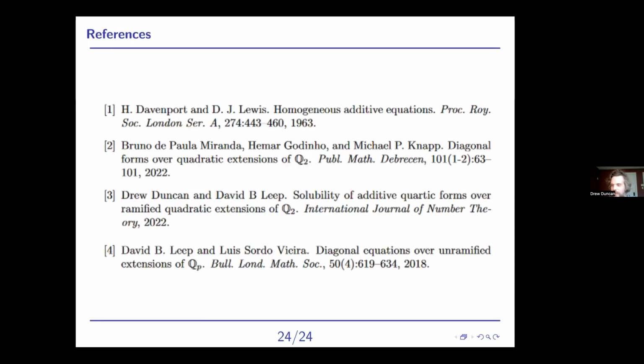Here are my references. You'll probably notice that I actually just screenshotted one of my papers and copied it in here because I don't know how to put references into a Beamer presentation.